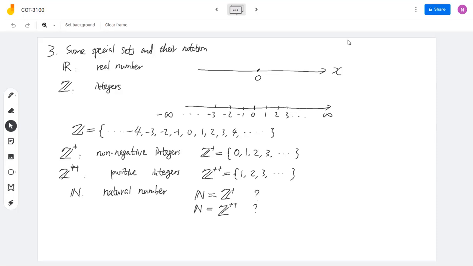So the question is, is zero an element of the natural numbers or not? Okay, the next set we are going to talk about is Q. It's the set of rational numbers.